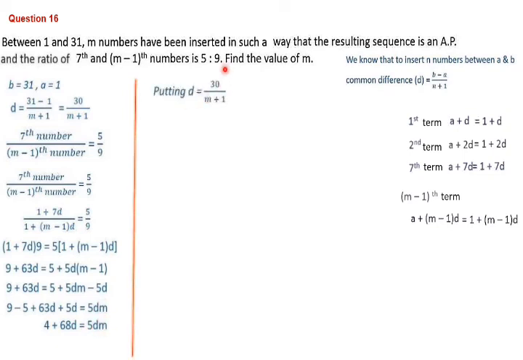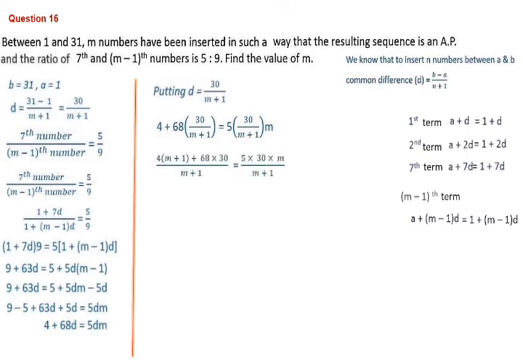Then putting d is equal to 30 divided by m plus 1. So here 30 divided by m plus 1 we are going to put for d. The d value, the common difference, we already calculated and kept, 30 divided by m plus 1, just putting it here. That is 4 plus 68 into d, we put 30 by m plus 1, is equal to 5 into d, d is 30 by m plus 1, into m, there is an m here as it is.